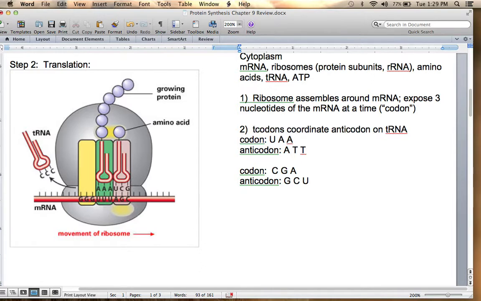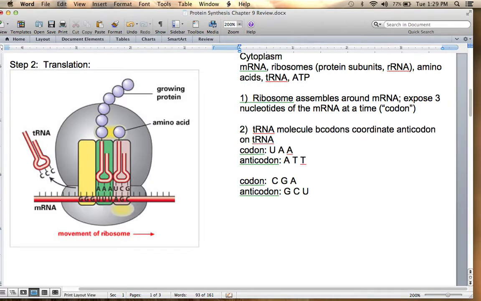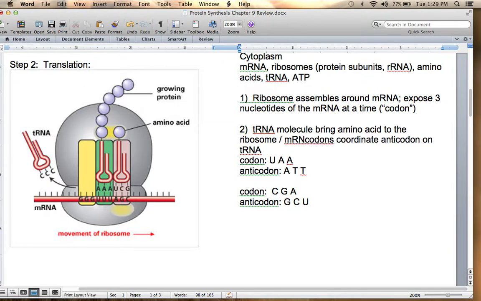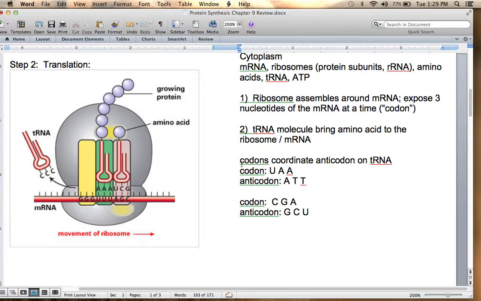The second step is that the transfer RNA molecule is going to bring an amino acid to the ribosome and the messenger RNA. It does that, as we said, according to the codons and the anticodons. On this piece of transfer RNA, you've got a region that is the anticodon that's going to bind to the messenger RNA, and then you've got a region up top where an amino acid is bound. And each transfer RNA, anticodon, and codon pairing is very specific to one amino acid.